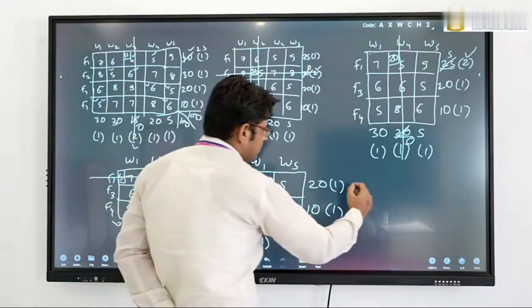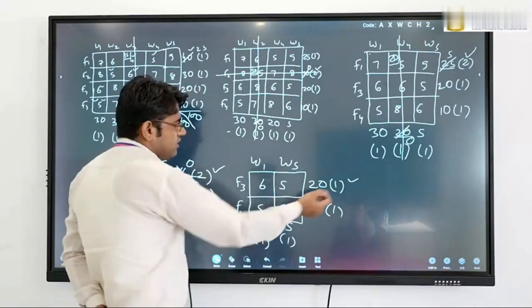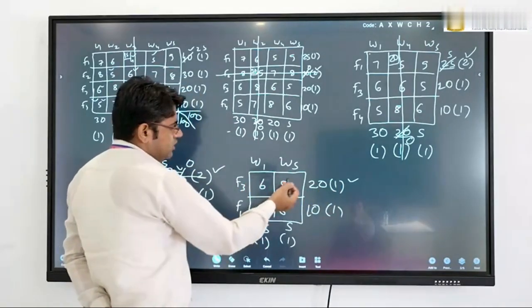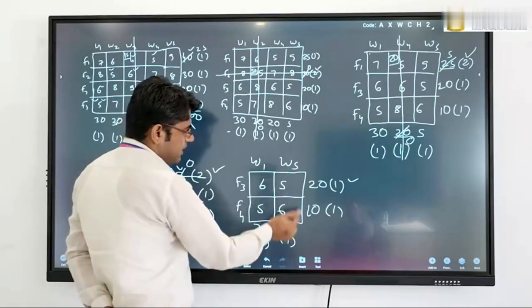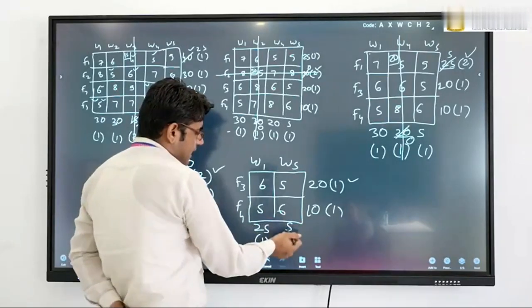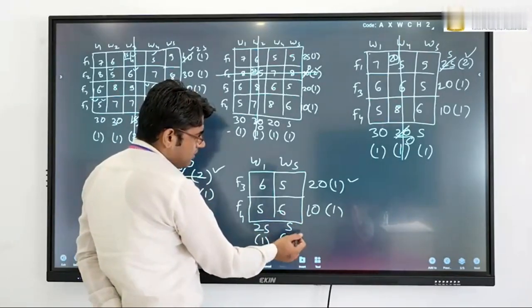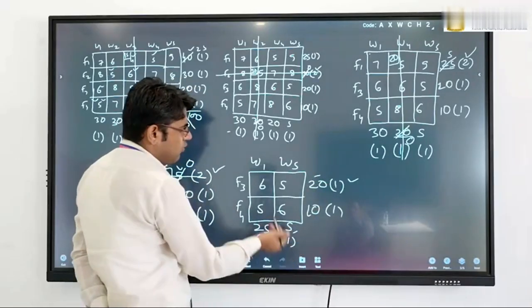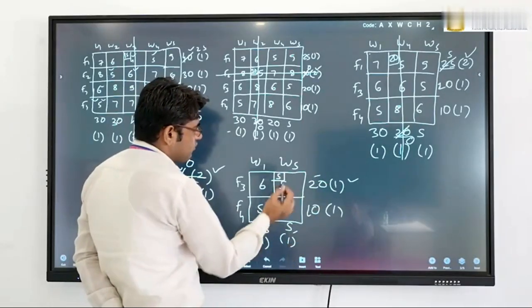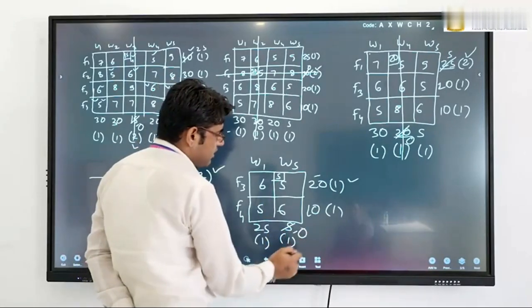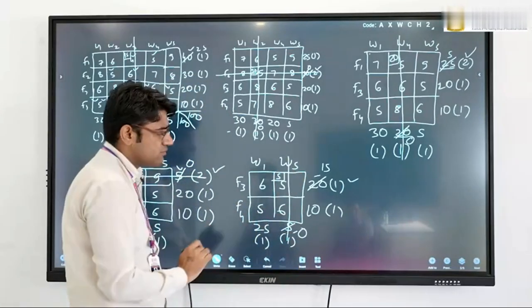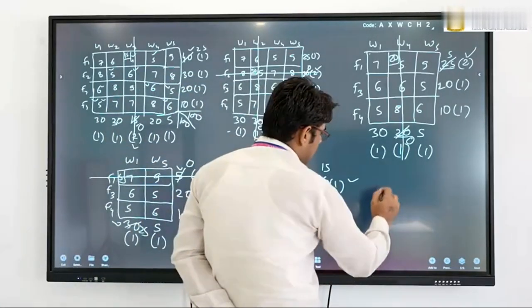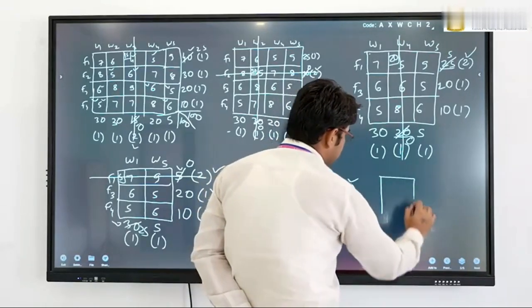So now we choose any one. First we select this penalty. Here in this row the smallest cost entry is 5. For this 5, allocate here the minimum of 5 and 20. The minimum of 5 and 20 is 5. This remaining 0 and this 15. So now cross out this column. Now move to the next table.